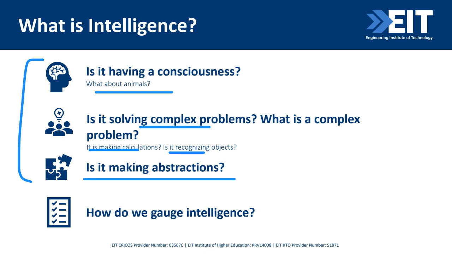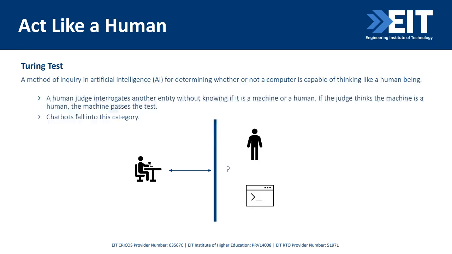Now, let's say that you develop a system that is intelligent. How do you gauge the intelligence of that system? There's a test that you can do, and it's called the Turing test. And this test is to check if a so-called intelligent system is able to trick a human into thinking that they are a human.